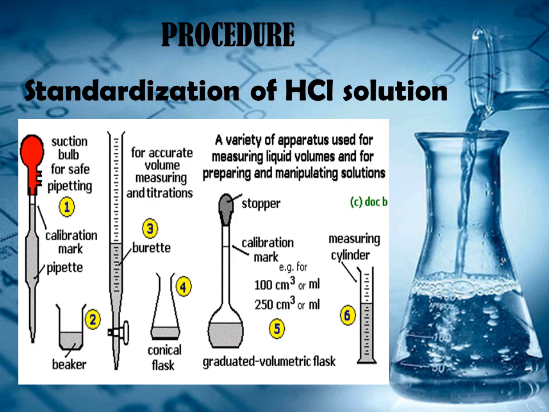Procedure. This picture shows the procedure of standardization of HCl solution. First of all, dry anhydrous pure sodium carbonate in an oven at 160 degrees Celsius for half an hour and then cool in a desiccator up to room temperature. Calculate the weight of dried anhydrous pure sodium carbonate to prepare its 0.1 molar standard solution in a 250 ml volumetric flask.